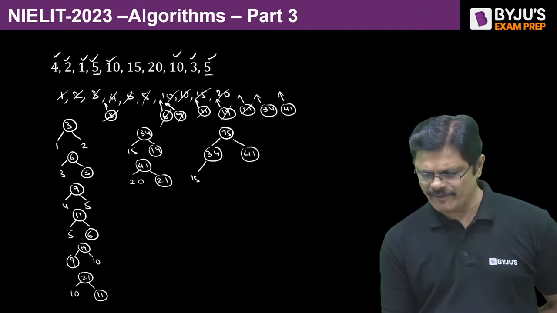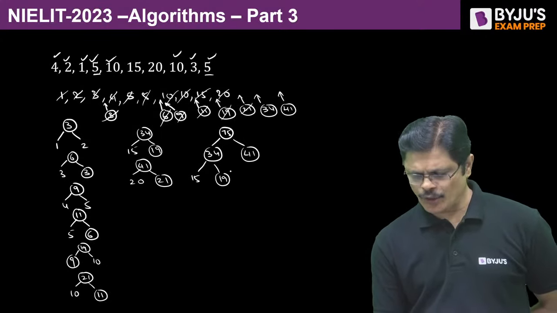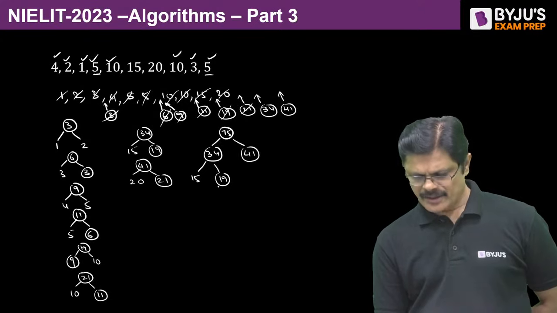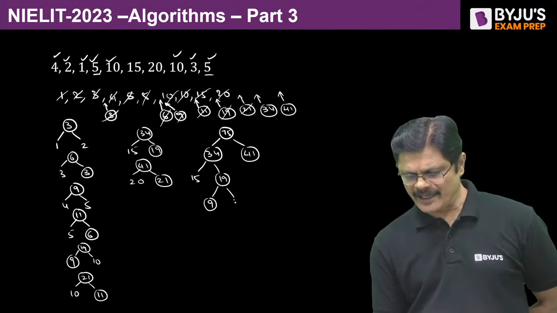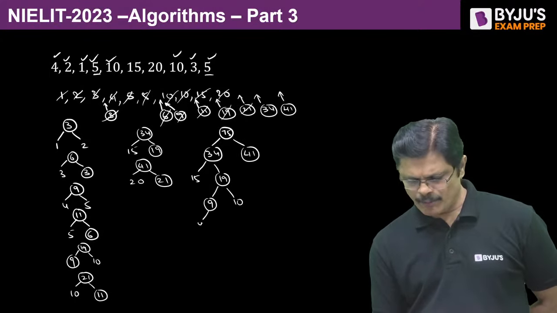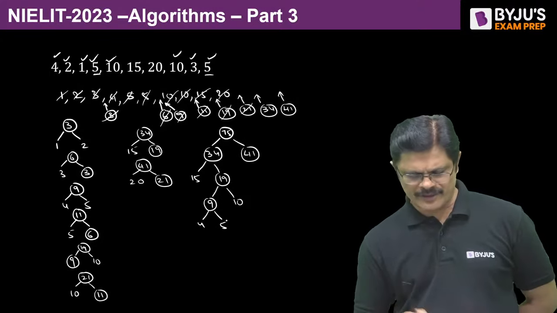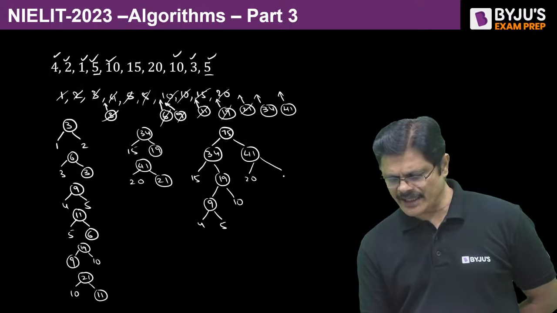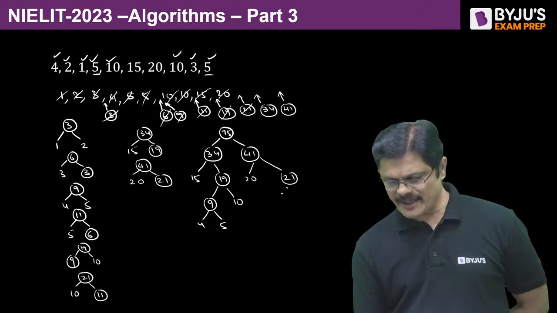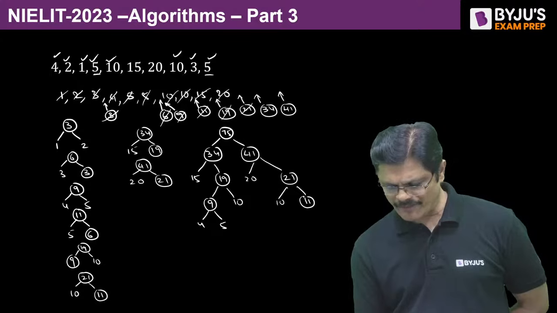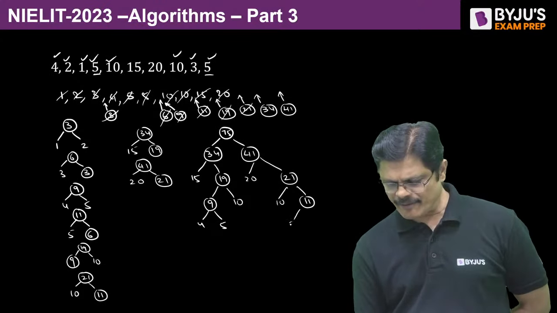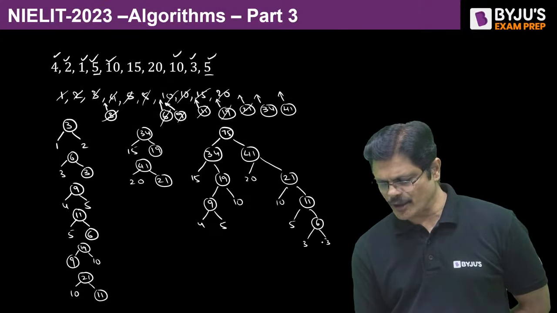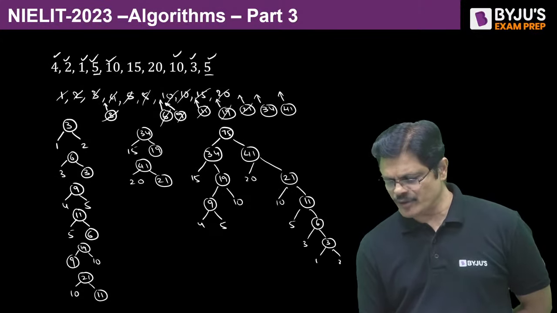Now how is 34 made, sir? 34 is made up of leaf node 15 and the internal 19, and 19 is made up of internal node 9 and leaf node 10. 9 is made up of both leaf nodes 4 and 5. Then 41 is made up of leaf node 20 and internal node 21. 21 is made up of leaf node 10 and internal node 11. 11 is made up of leaf node 5 and internal node 6. 6 is made up of leaf node 3 and internal node 3. 3 is made up of both the leaf nodes 1 and 2.